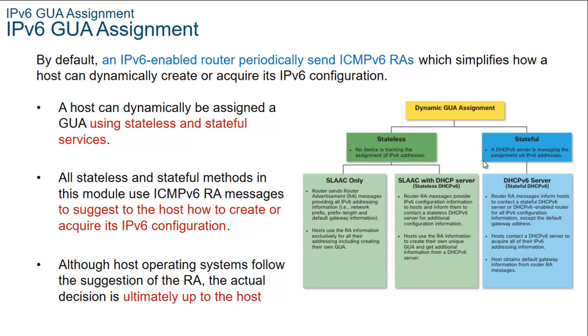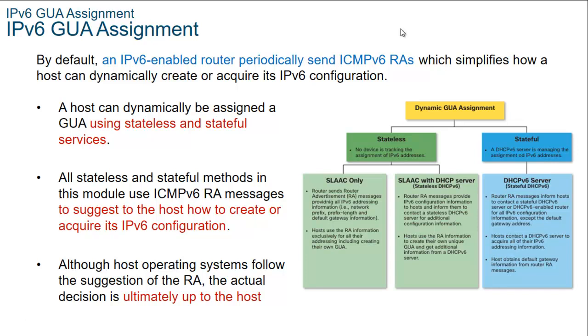So if we look at the figure, you'll find that dynamic GUA assignment can be divided into stateless or stateful. Now, stateless means it doesn't track any state, so there is no device tracking the assignment of the IPv6 address. In stateful, a DHCP version 6 server is managing the assignment of the IPv6 addresses. Under stateless, we have SLAAC only, and we have SLAAC with DHCP server, also known as stateless DHCP version 6. Under stateful, we have the stateful DHCP version 6.